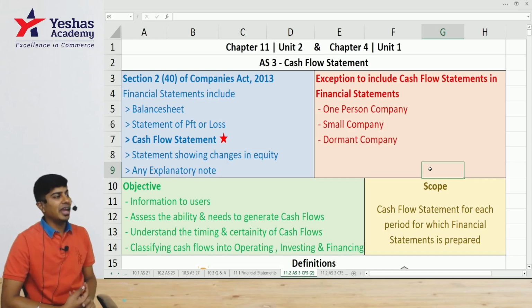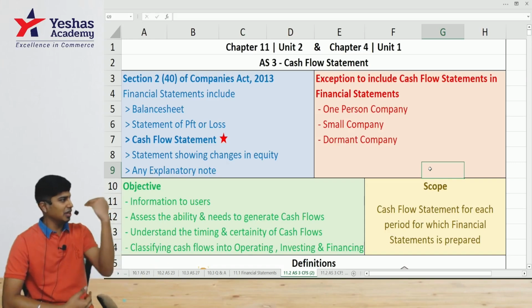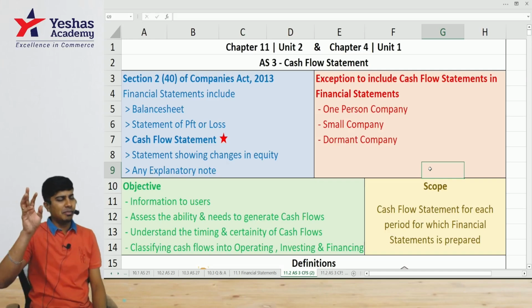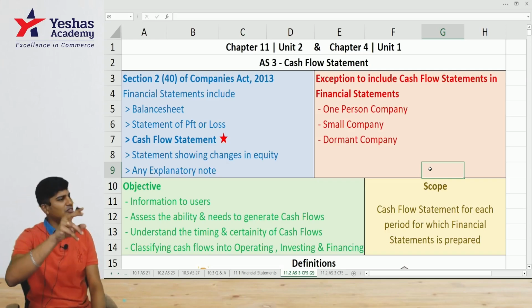Look at the name, cash flow statement. So what is it? It is a statement. What does it have? Flow, in as well as out. Cash coming in and cash going out. Of what? Obviously cash. So it's a statement comprising of inflow and outflow of cash.